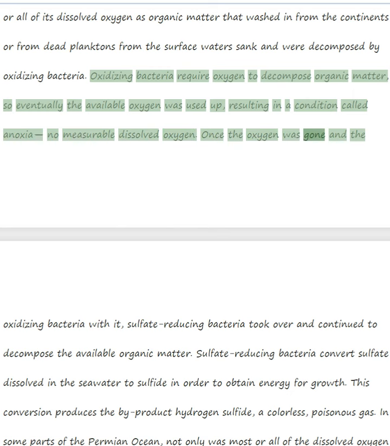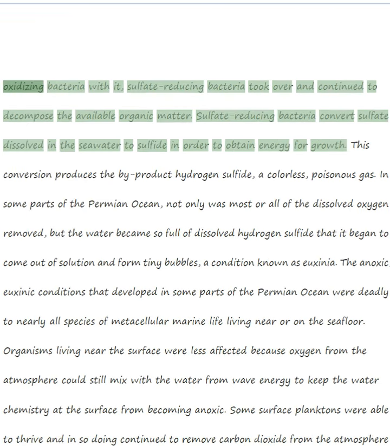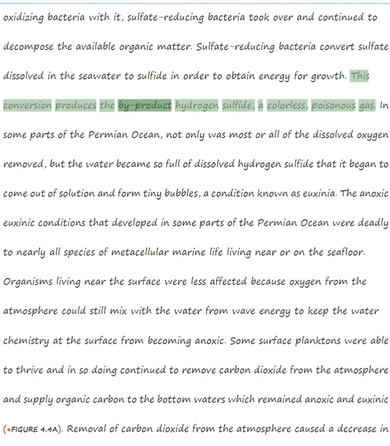Once the oxygen was gone and the oxidizing bacteria with it, sulfate-reducing bacteria took over and continued to decompose the available organic matter. Sulfate-reducing bacteria convert sulfate dissolved in the seawater to sulfide in order to obtain energy for growth. This conversion produces the byproduct hydrogen sulfide, a colorless, poisonous gas.